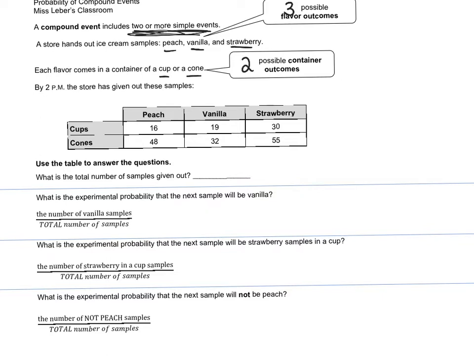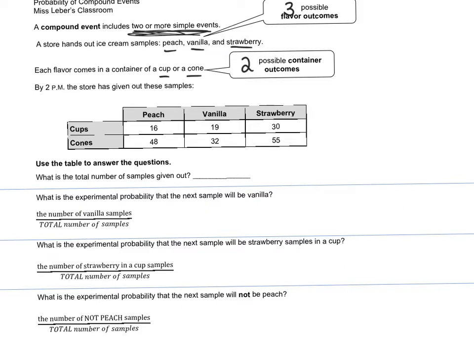It says by 2 p.m. the store has given out these samples. Now how these tables work is each of these values represents the total number of samples that meet both of those criteria. So like this 30 that's right here would represent the number of strawberry samples that were given out in cups. So you use the row and the column to help you figure that out. So I'm going to get rid of that arrow. Perfect. So let's take a look at the first question.